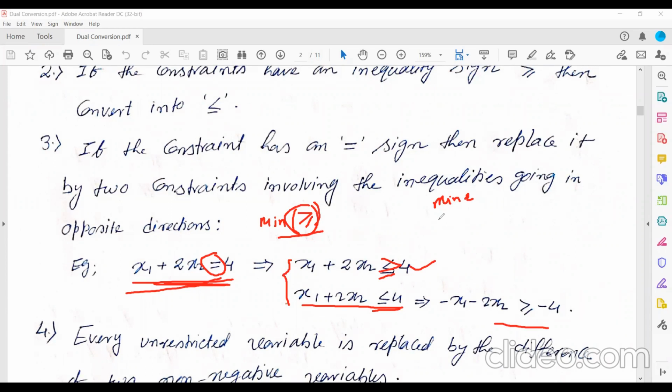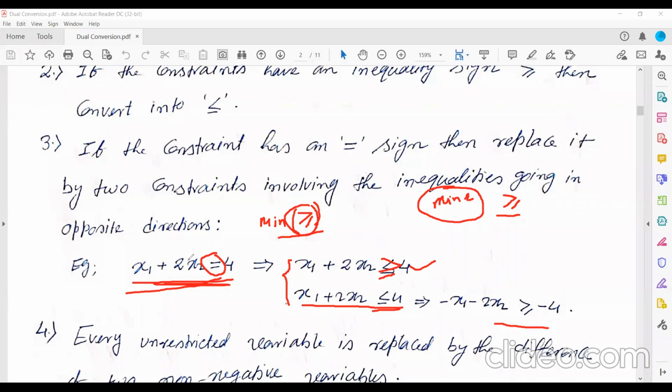First I'm trying to write a standard primal. So whenever your linear programming is a minimization problem, then all the constraints should be greater than or equal to. If greater than or equal to is not there, then you need to convert it into greater than or equal to. So if less than or equal to is there, then simply multiply by a negative sign on both sides. That will be converted to greater than or equal to.